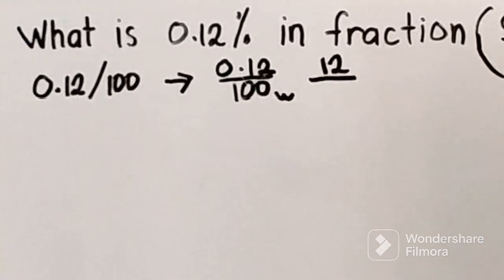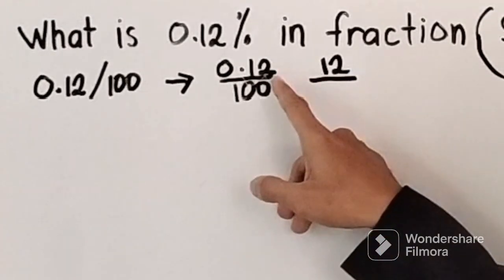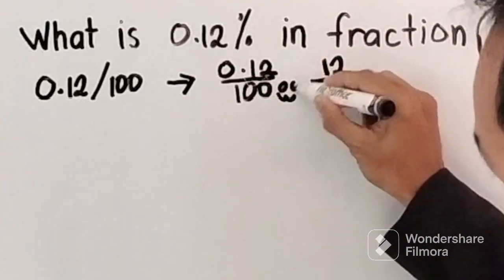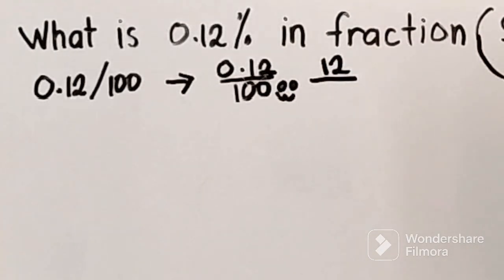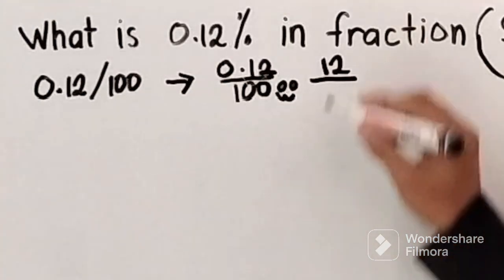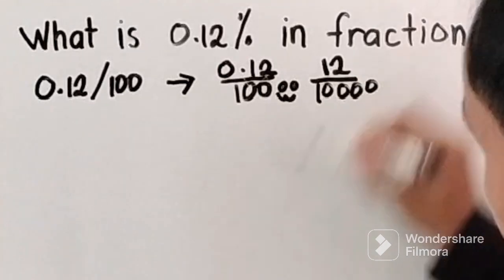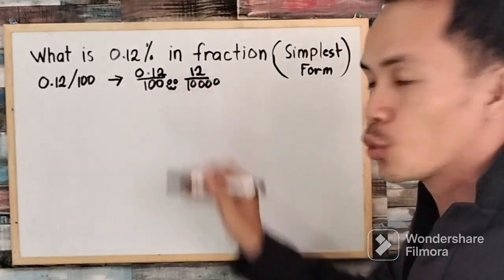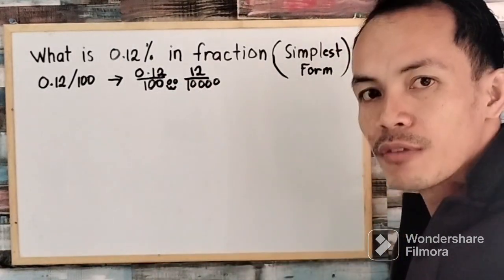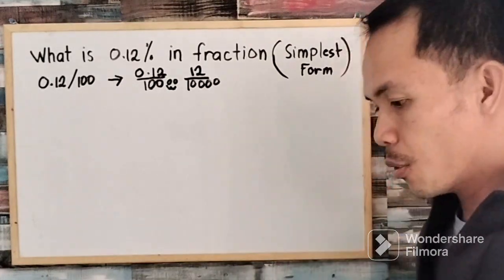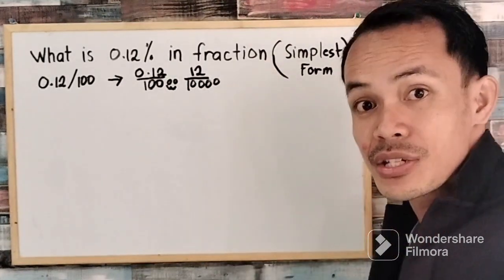So 1, 2. And since we don't have value here, we just put zeros there as a placeholder. Right? Or pwede mo na lang yung dagdagan na lang ng 2 zeros after a number. Okay? Since you move the decimal point 2 times to the right, you will just simply add 2 zeros in your denominator. So now 100 becomes 10,000. Okay? So from 0.12 over 100 becomes 12 over 10,000. Now, this is not yet our final answer.